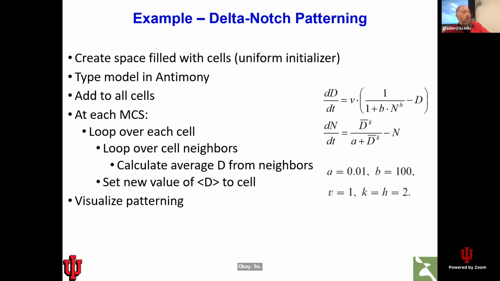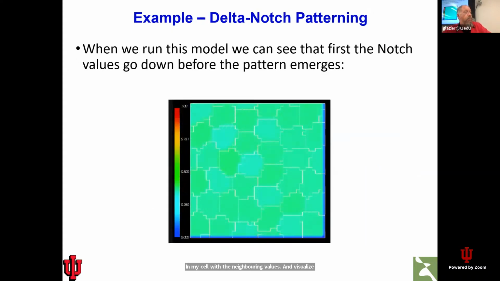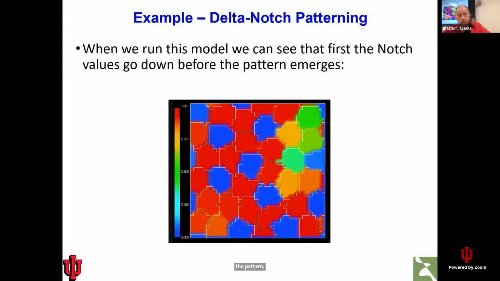Again, to walk through this: create a space filled by cells using uniform initializer, type the model in antimony, and add it to each cell in the start function. In the step function, loop over each cell. For each cell, loop over the neighbors of the cell. Read the value of D for each neighboring cell, average it, and then overwrite the value of D average in my cell with the neighboring values, and visualize the pattern. Okay, and you'll see that when it works.